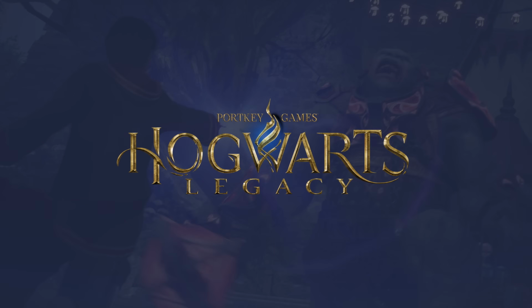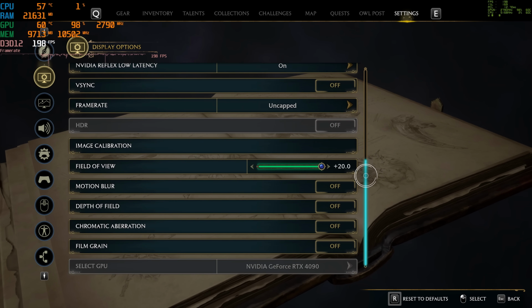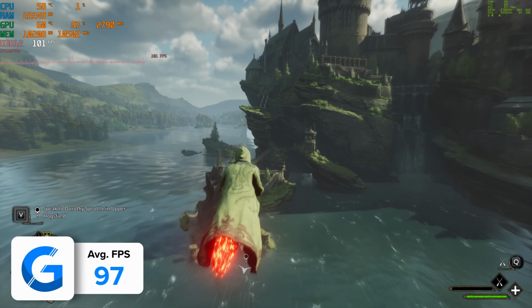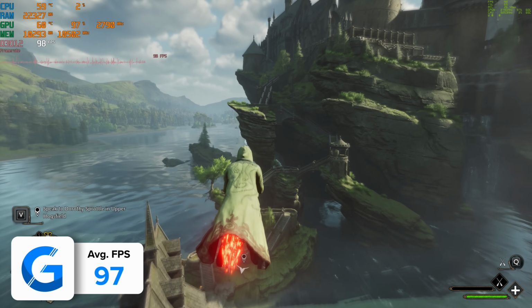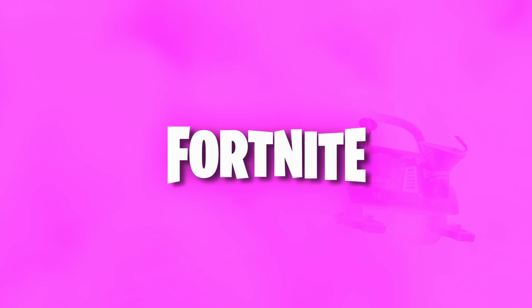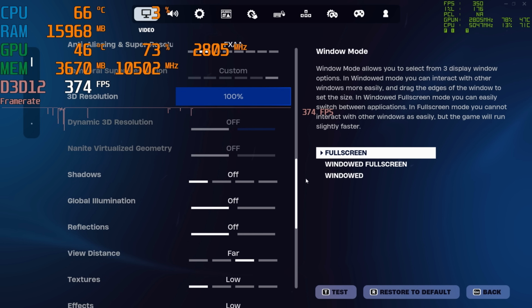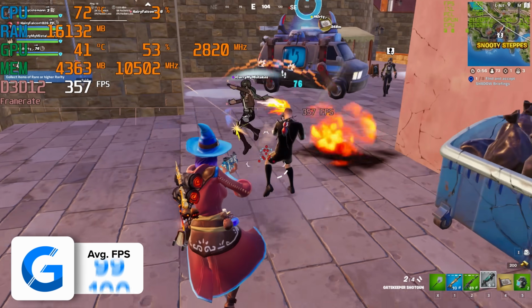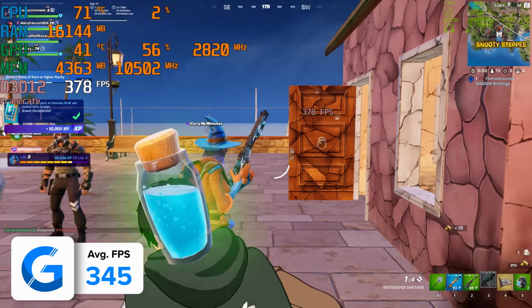It was a similar story in Hogwarts Legacy, the frame rate slightly lower at 97 FPS, but again testing at 4K high. And in an RPG title like this, where frame rate is arguably a bit less important, 97 is still pretty extraordinary. If frame rate's what you're after, just for a bit of fun, I also tested Fortnite at 1080p competitive settings. That's gonna really expose any CPU bottlenecks, if there are any. And here the build pulled in 345 FPS. I mean, what on earth?